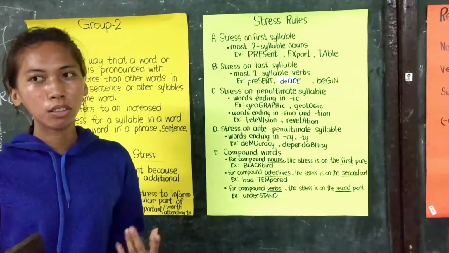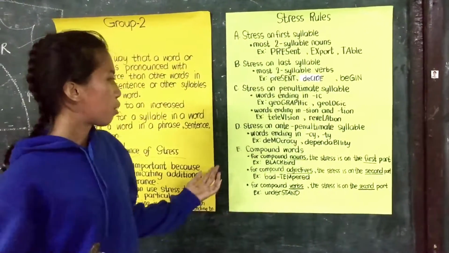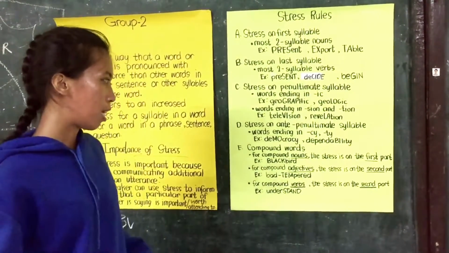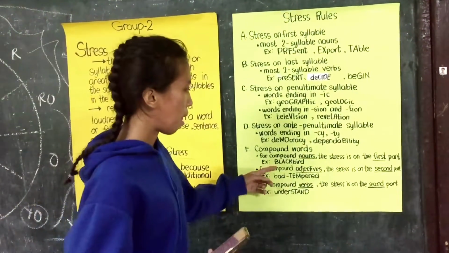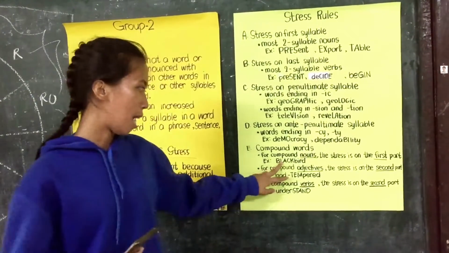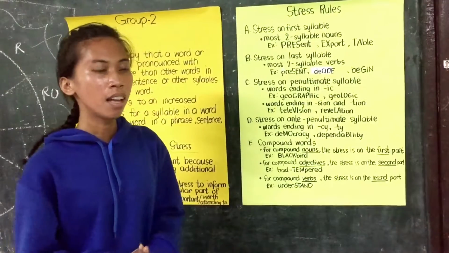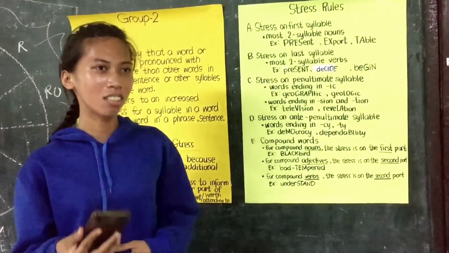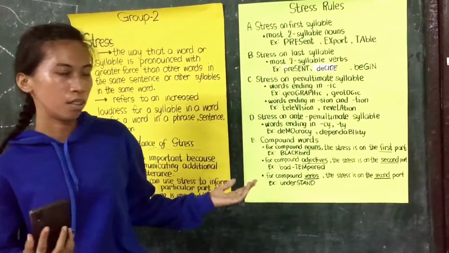Now let's talk about compound words. How do we use stress in compound words? For compound nouns, the stress is on the first part, or the first syllable. For example, blackbird. The stress is on the first syllable, which is black. Another example is classroom. In classroom, the stress is on the first syllable, which is class.